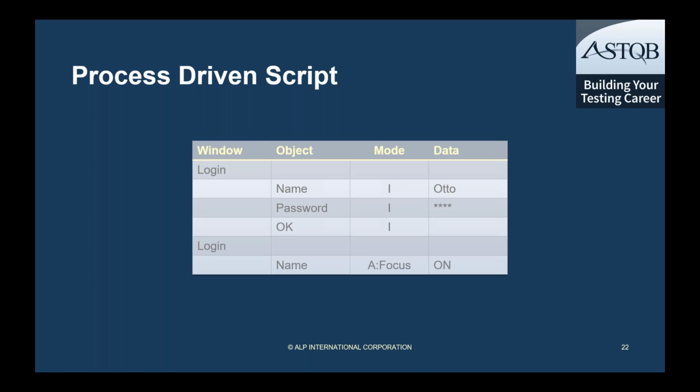So this would allow us to test that the name field, that the focus attribute for the name field, is on. So you see how using the same notation of 4 columns, we can not only enter data, we can validate data, we can also check for attributes and a host of other things.